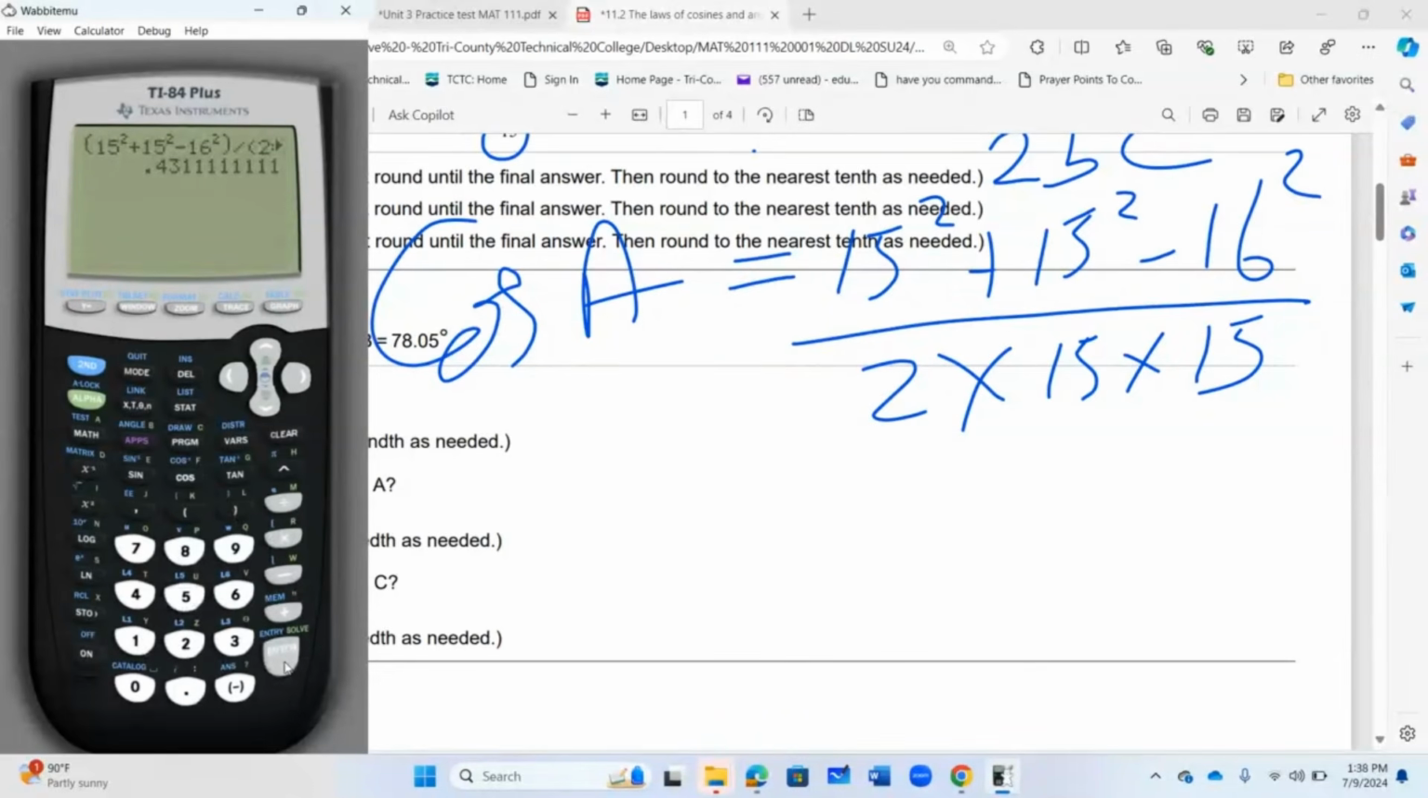That is not more than 1, so that answer makes sense. Then I'll find the cosine inverse of that answer, close parenthesis. I hit enter. I'm working in degrees. So the angle A comes out to be 64.46.